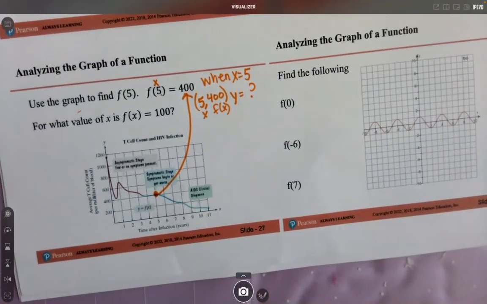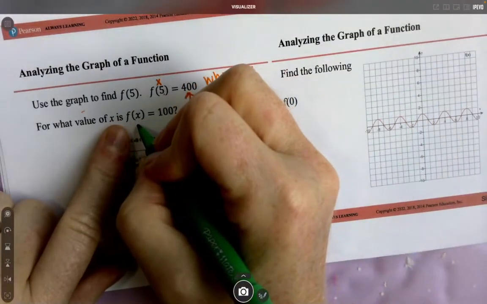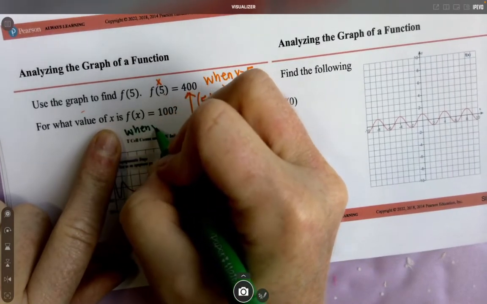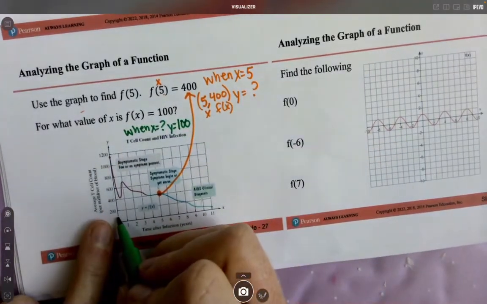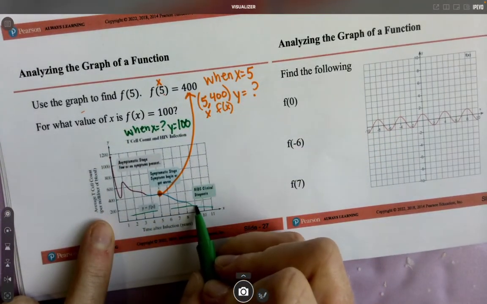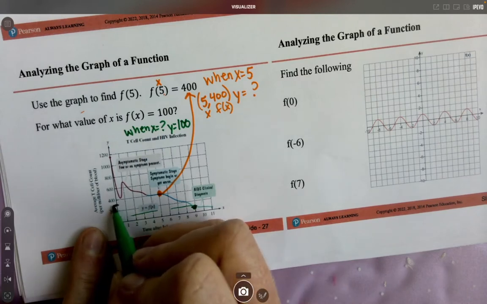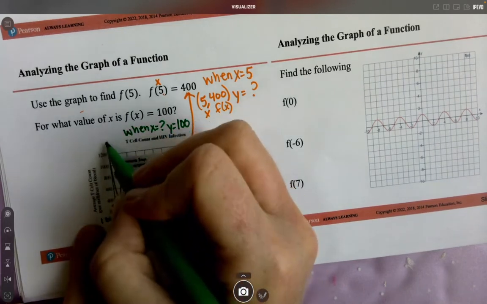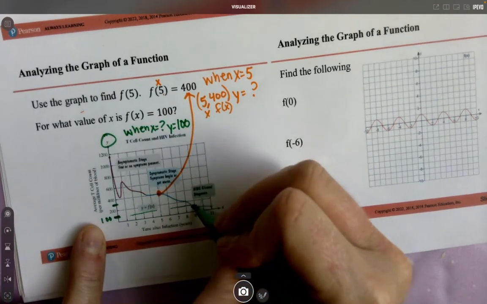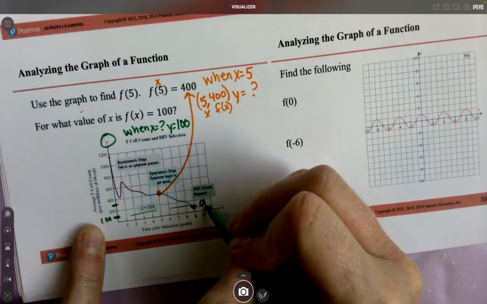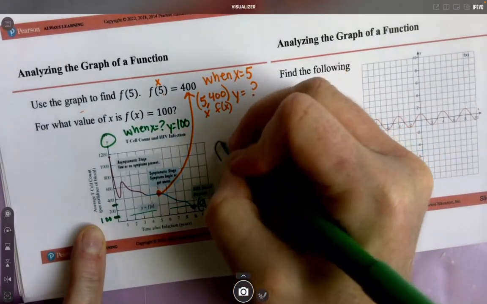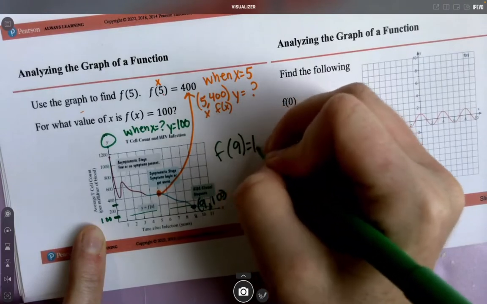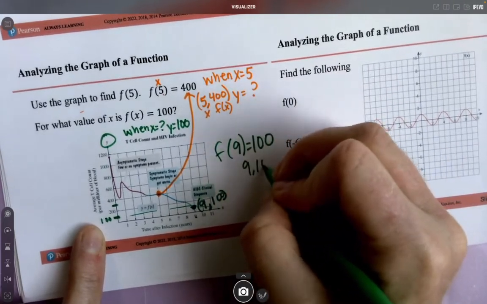So then to get for what value of x, so we want to know x, when x equals question mark, y equals 100. So we're going to look at 100. So it kind of looks like right there, right? Because halfway in between, that's 100. So in this case, we're doing y is 100. What is x? x is 9. So this is at 9, 100. So f of 9 equals 100, which gave us the point 9, 100.